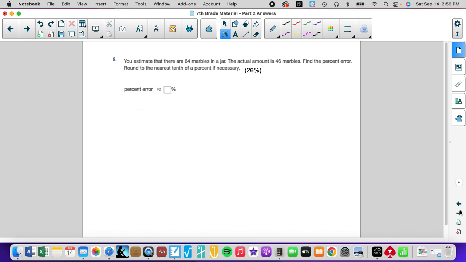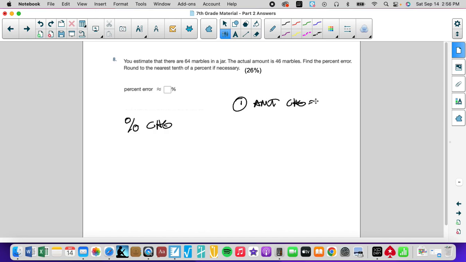Number 8 says you estimate that there are 64 marbles in a jar. The actual amount is 46 marbles. Find the percentage of error. Round to the nearest tenth of a percent if necessary. Only 26 of you. So, I kind of alluded to percentage of change. It's kind of like percentage of change, which is, one, you have to find the amount of change.